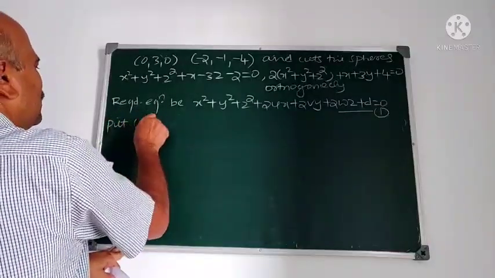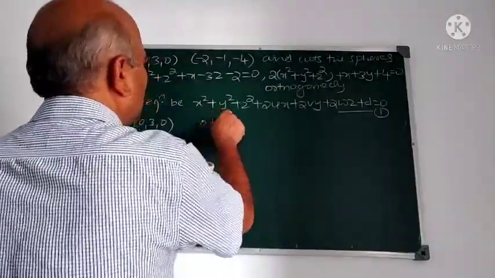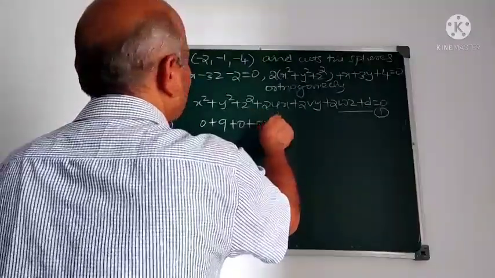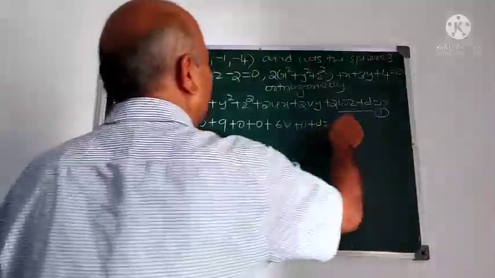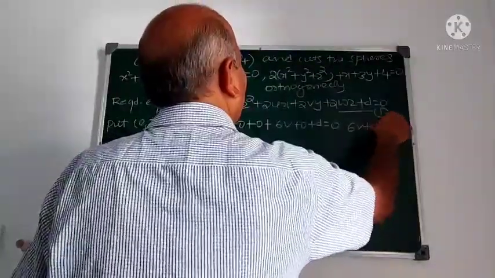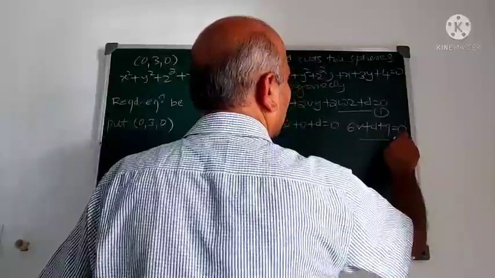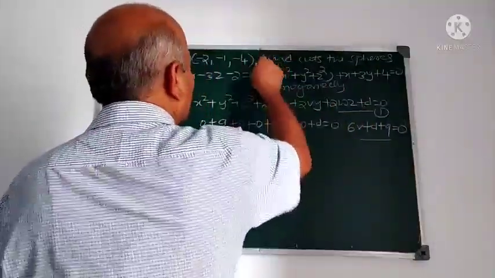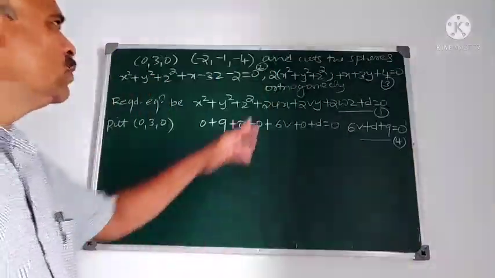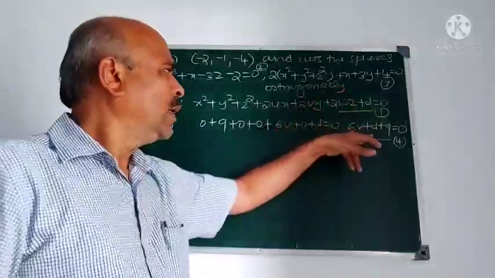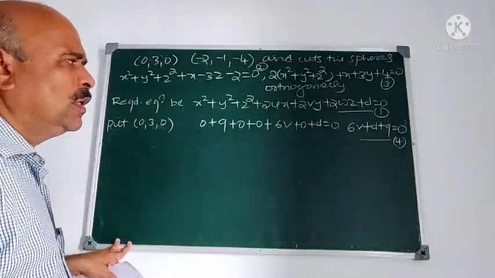Substitute 0, 3, 0 because the sphere passes through (0, 3, 0). Then you will get 0 plus 9 plus 0 plus 6v plus 0 plus d is equal to 0. So what you get? 6v plus d plus 9 is equal to 0. I take this as 4 because we require this 2, 3 also. Now this is the first equation that involves u, v, w and d and we have to solve that equation.